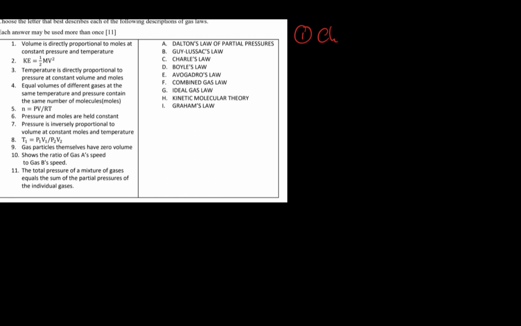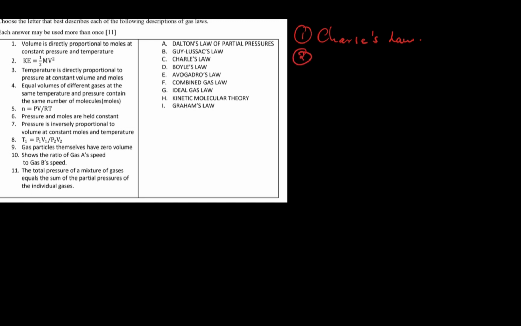Okay. Now my Charles is not Charlesing. Charles' law. Okay, so we both know that Charles' law states that the volume of a gas is directly proportional to its absolute temperature at constant pressure and moles of gas. So basically, Charles' law best describes 1.